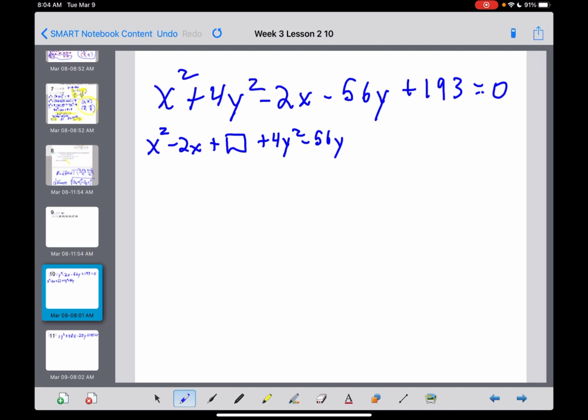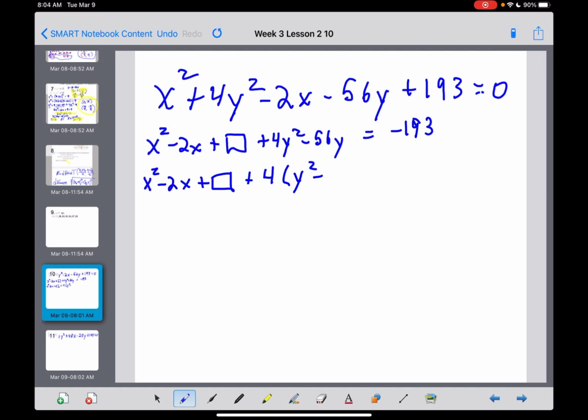We'll hold off on this part of it for a minute, and then we're going to set it equal to negative 193. All right, so the first part, I'm just going to leave the box in here for now. When we complete the square, we like to have a leading coefficient of 1, so I'm going to take out a 4. So that gives me y squared minus, and I'm going to leave the y in there, and what is that, 14?